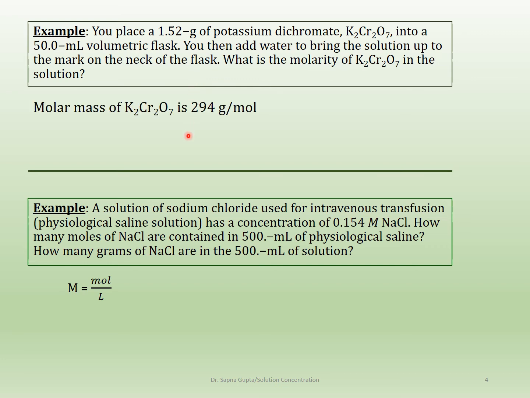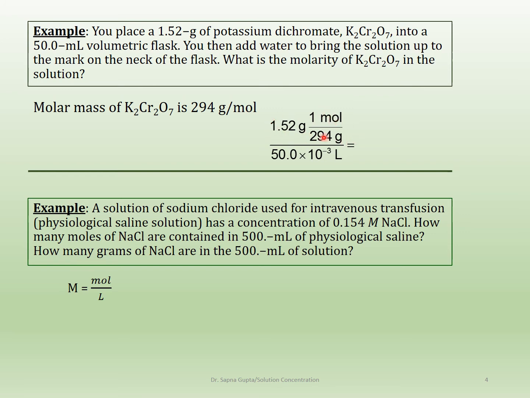To find the moles of potassium dichromate, you need to find the molecular mass, or the formula mass, of potassium dichromate, which is 294: 2 potassium plus 2 chromium plus 7 oxygen. Remember, that's how we do it. And then you go ahead and plug it in the formula. Here, this is the calculation of moles. We're just trying to do everything in one step over here. So 1.52 divided by 294 grams. And this gives you the moles of potassium dichromate.